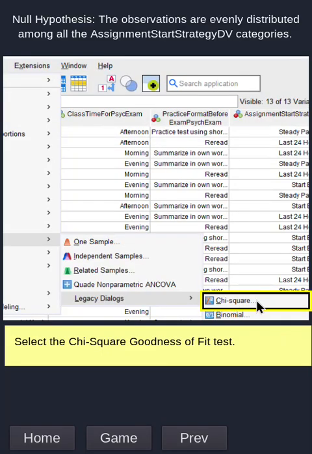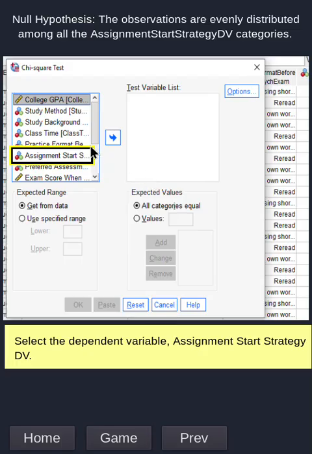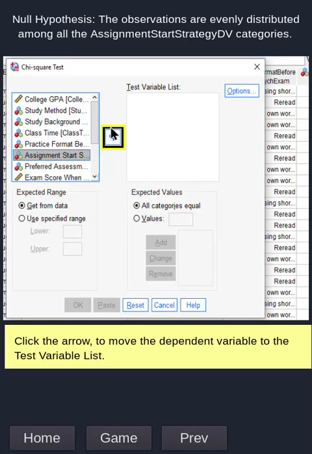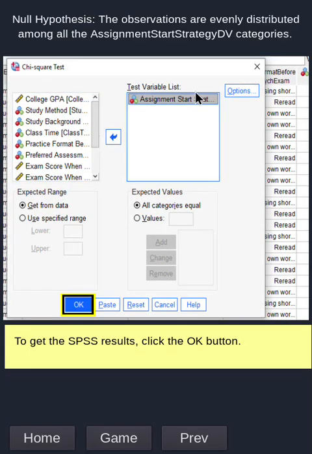And here is, now careful how you pronounce this, chi-square. If you call it chi-square the wrong way, people are going to know you didn't pay close attention. So it's a chi-square test. So click on that. And our dependent variable, and we're only going to have a dependent variable, is going to be assignment start strategy. So here we go. Click on it. And we move over to our test variable list. And then we click OK.